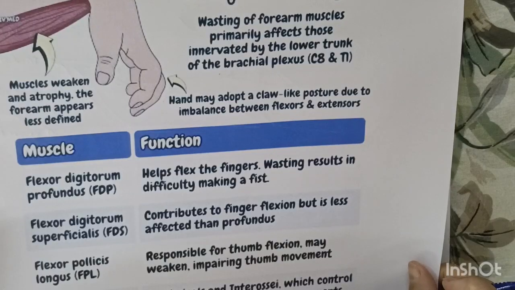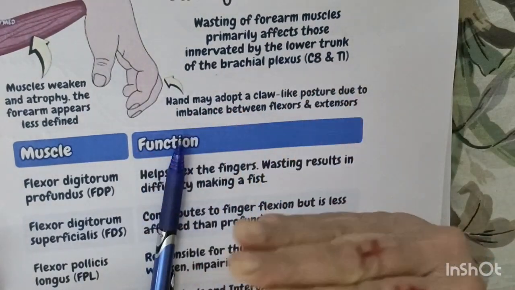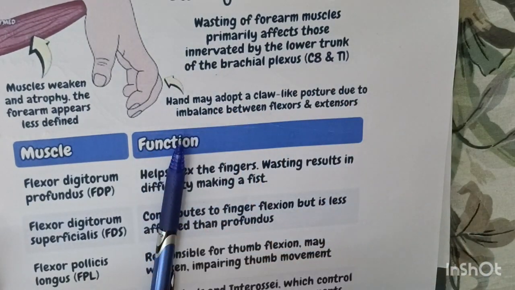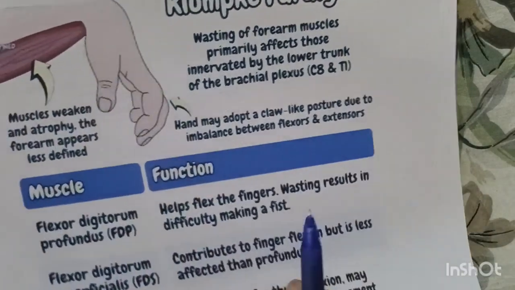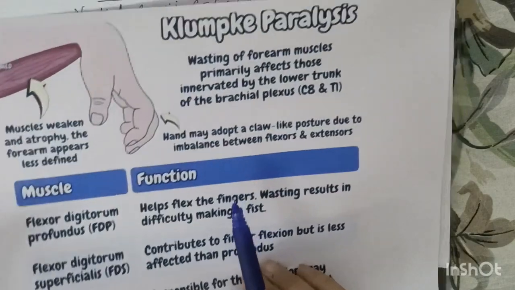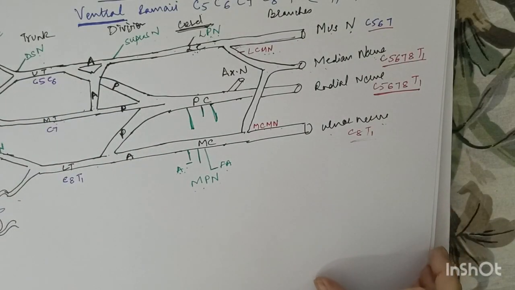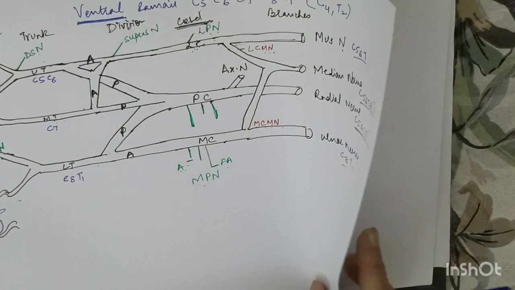That is, claw hand posture will be there because the person is not able to maintain the lumbrical position. Why so? The length of the flexors as well as extensors are affected. There will be imbalance between the two. Now, other than this, let us revise these injuries.